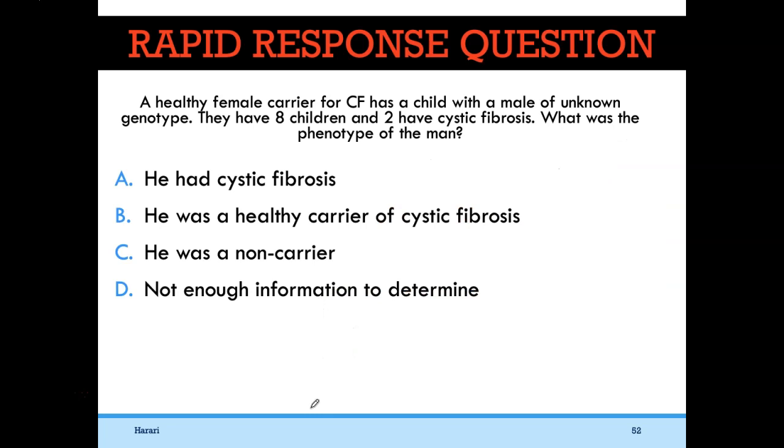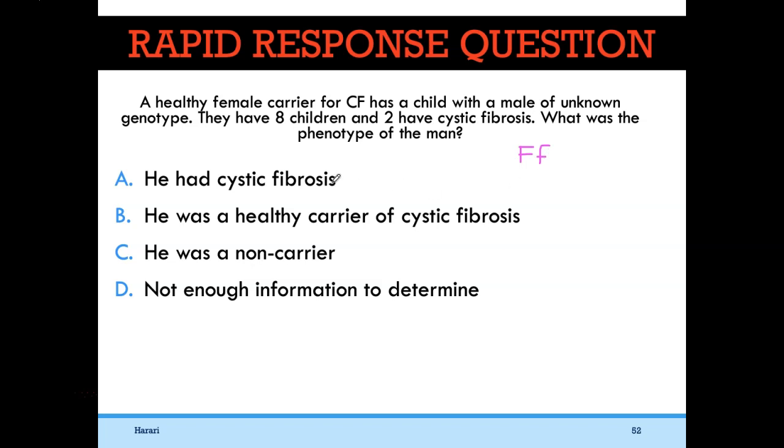So here is a difficult question. A healthy female carrier for CF has a child with a male of unknown genotype. So we don't know what the male is, but we know that the female's genotype must be big F, little f. They have 8 children. 2 of the 8 children have cystic fibrosis. So you're asked, what was the phenotype of the man?